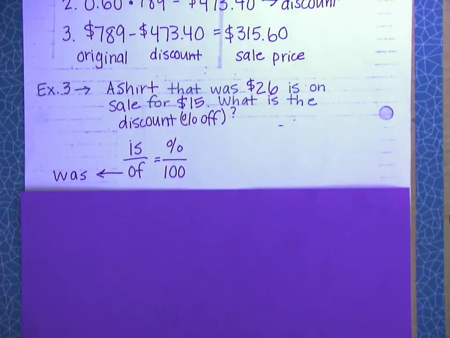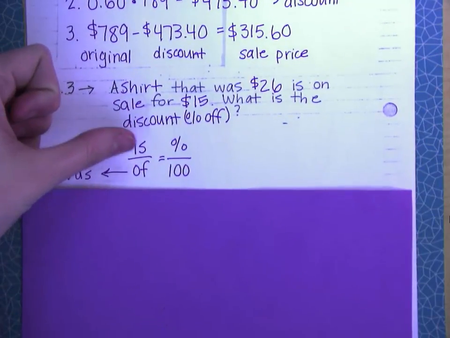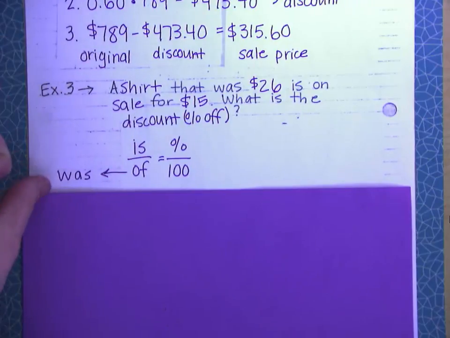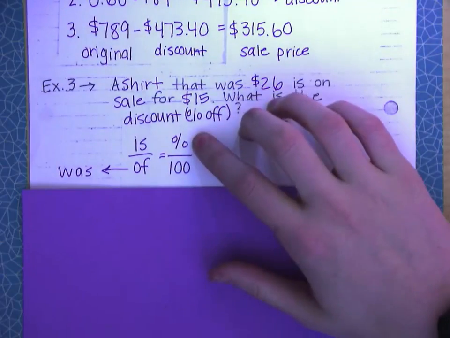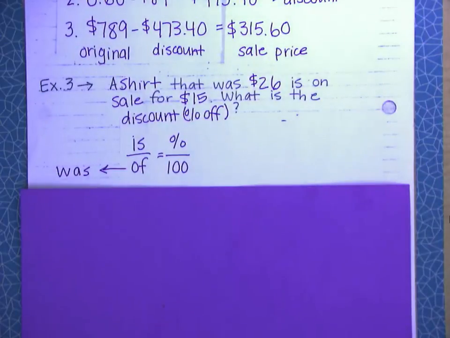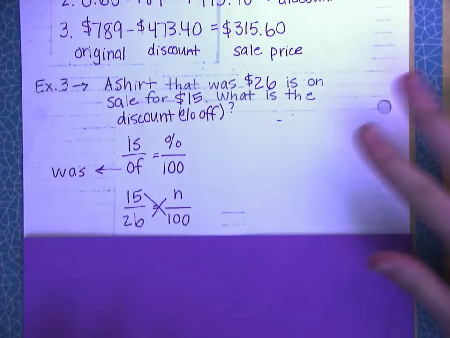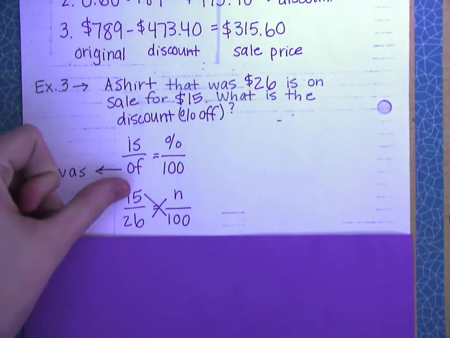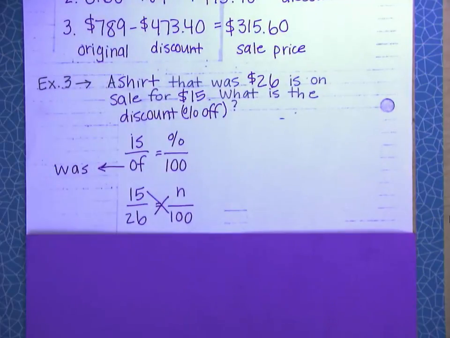And you can kind of think of it like, instead of saying is over of, you can say is over was. Because what we're going to end up doing is put what the current price of the shirt is on top, and then on the bottom we're going to say what the cost was. Okay, and we're looking for the percent, so we won't know what that is, so we'll put a variable there. So when we set it up, we're going to write 15 over 26 is equal to n over 100. And you guys know we just took a quiz on this.